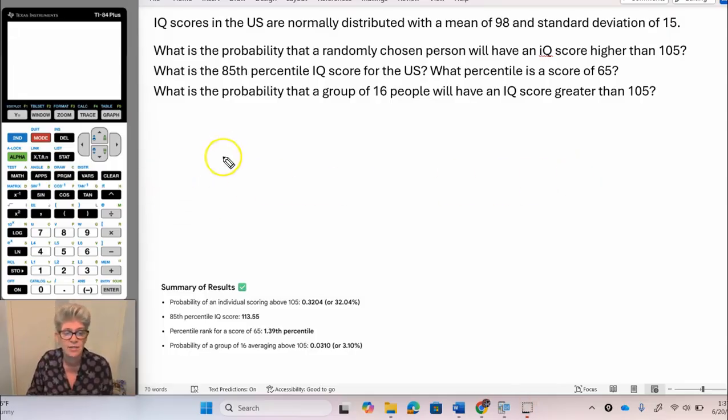At the university I teach at, you're expected to know how to do this on calculators, so that's what I'm going to do today.